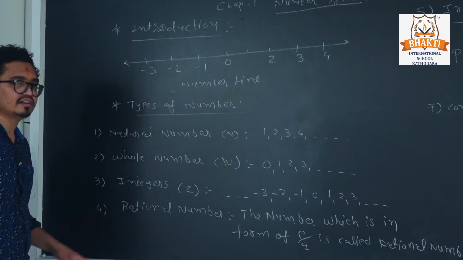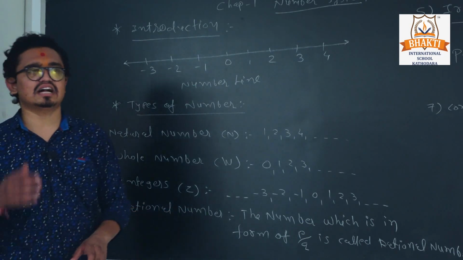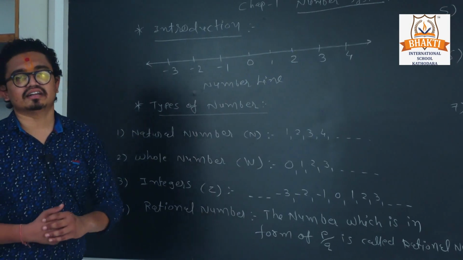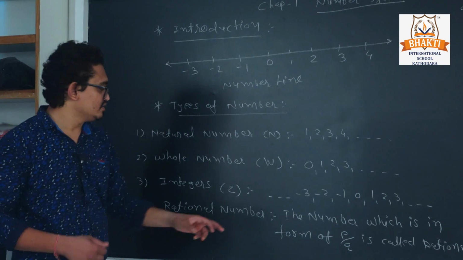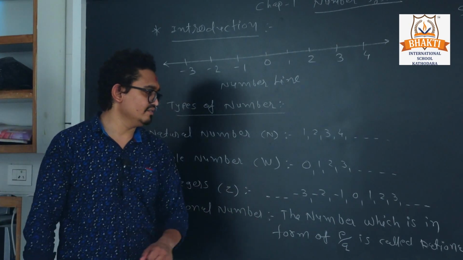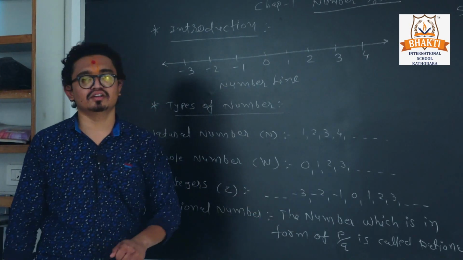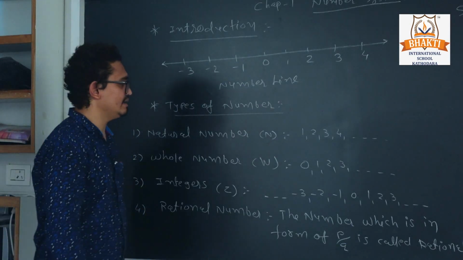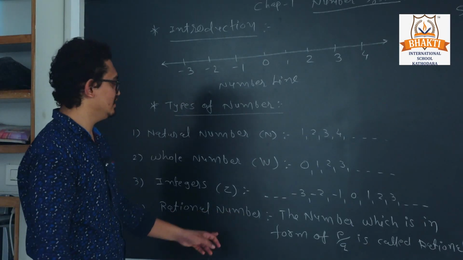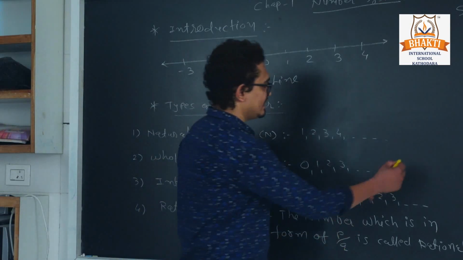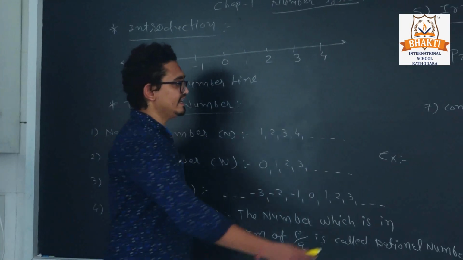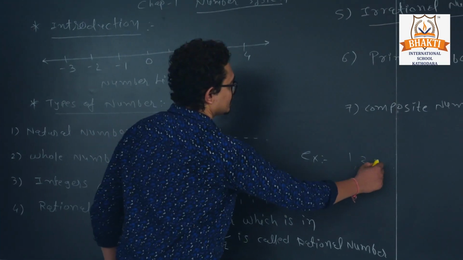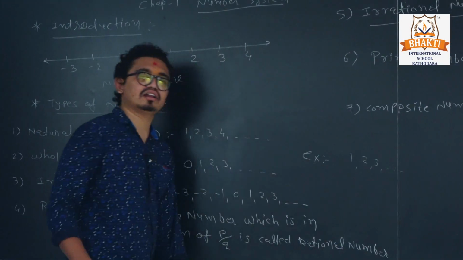The fourth type of number is called rational number. In standard 8 we had one chapter on rational numbers. We have one definition for that: rational numbers are those numbers which are in the form of p upon q. Let me take an example so you can get the idea. If we take 1, 2, 3, these are all rational numbers.